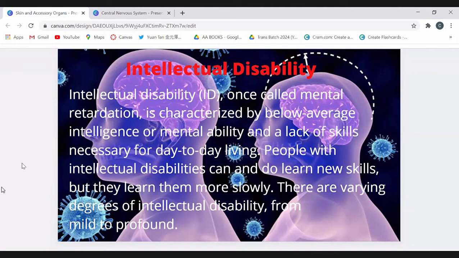And another CNS disability we have is intellectual disability, or ID. It was once called mental retardation. It is characterized by below average intelligence, which is an IQ below 70 to 75.